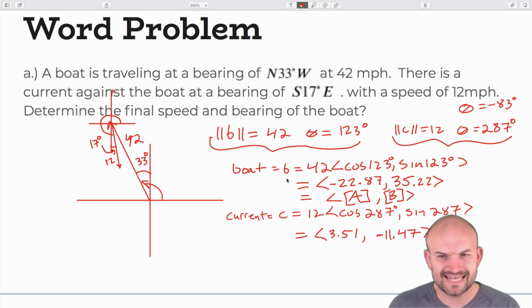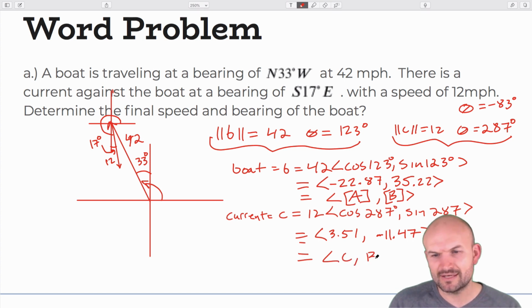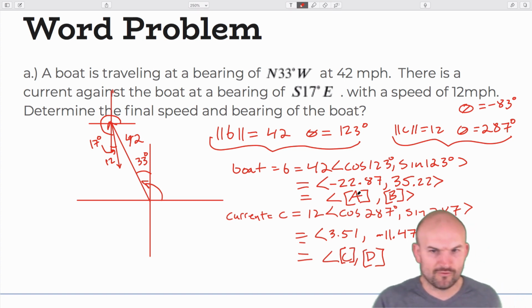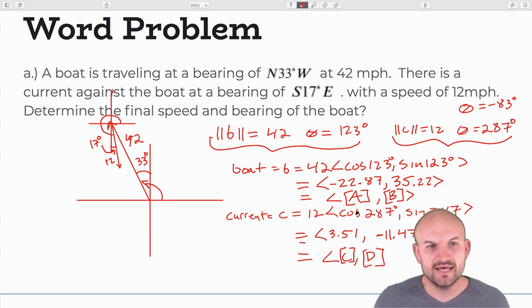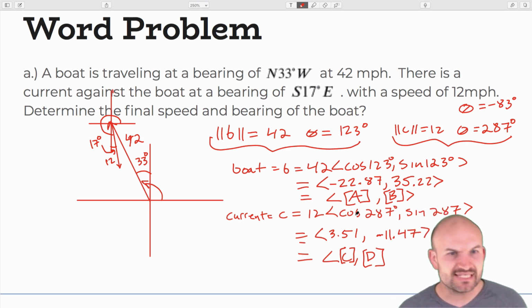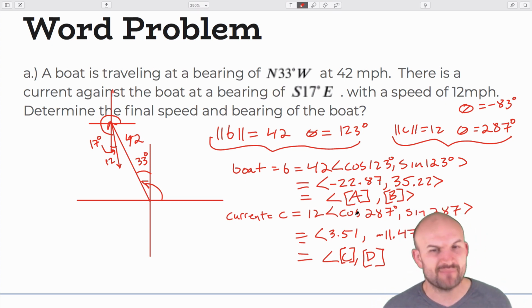Okay, now it's not really necessary to store all these. Again, the only reason I'm doing this is so you can follow along with me. I think when I did these in my class, I didn't store them. I just typed everything into my calculator as they were. But I want you to understand, so there's the component form, because there are different operations we could be asking for. But in this case, it says determine the final speed and bearing of the boat.